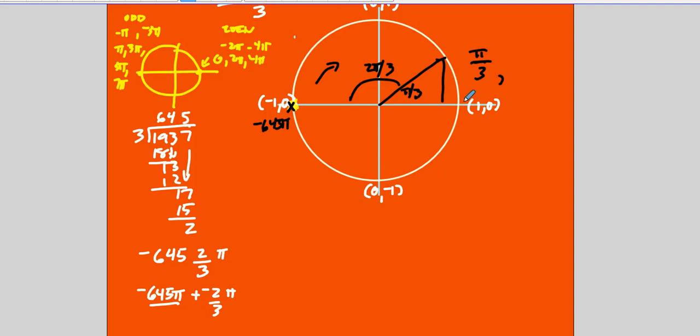And then a negative coterminal angle would be rotating this way, clockwise. Well, that's going to be negative 2 pi, come back another pi over 3, that's going to be negative 5 pi over 3. So you're coming all the way to negative 2 pi, coming back pi over 3 makes negative 5 pi over 3. So this is the smallest positive and the smallest negative coterminal angle for that problem.